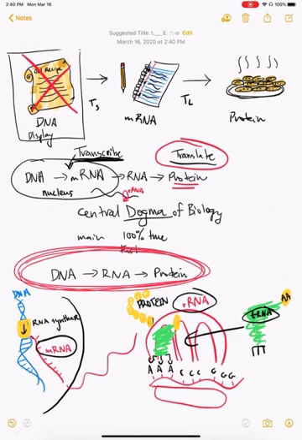So the DNA to RNA transcription happens in the nucleus, and the RNA to protein happens outside the nucleus, which means it would have to be in the cytoplasm.